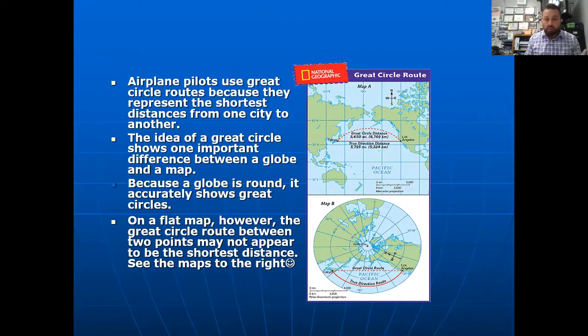The idea of the Great Circle Route is an important difference between the globe and a map, because the globe is round. Like I said, it accurately depicts what circles look like. On a flat map, you look at this and you're like, well, that's weird. Suddenly the Great Circle Route looks straight, and the true direction route looks bent. Something to think about, all right? So when you look at a flat map, remember, you're really looking at a distorted image most times. So a globe is actually your best thing.